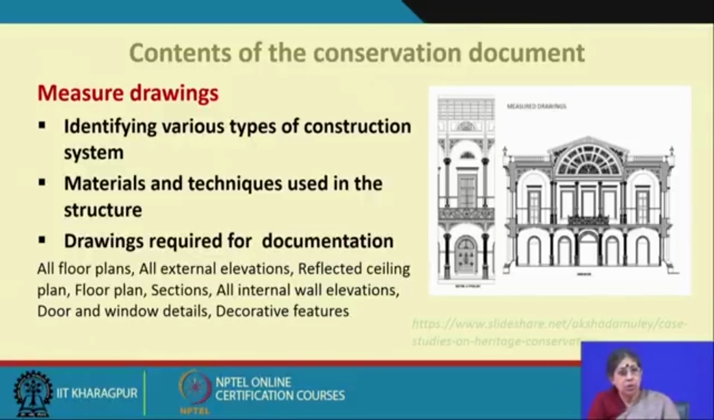When we talk about drawings, there are different types which have to be prepared: all floor plans, all external elevations, reflected ceiling plans, sections, all internal wall elevations, door and window details and decorative features. Remember that just as for constructing a new building we want the construction drawing, for conservation work we want the measured drawing, which records the stage at which the structure is, and that becomes the basic starting point.